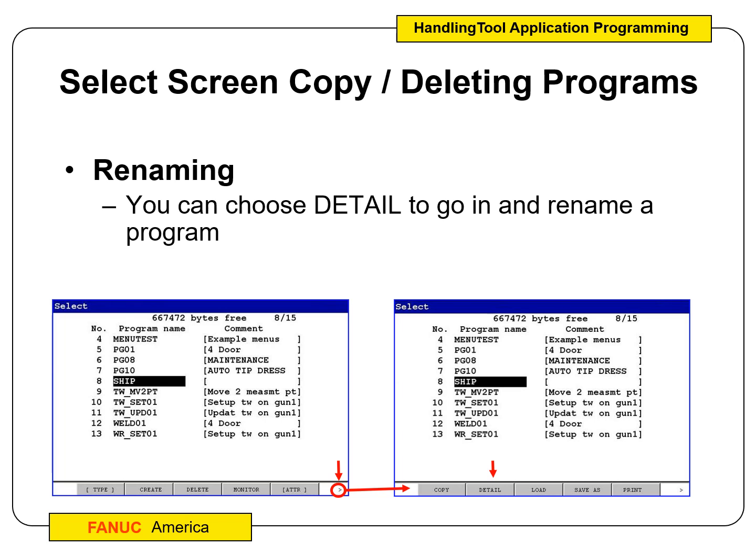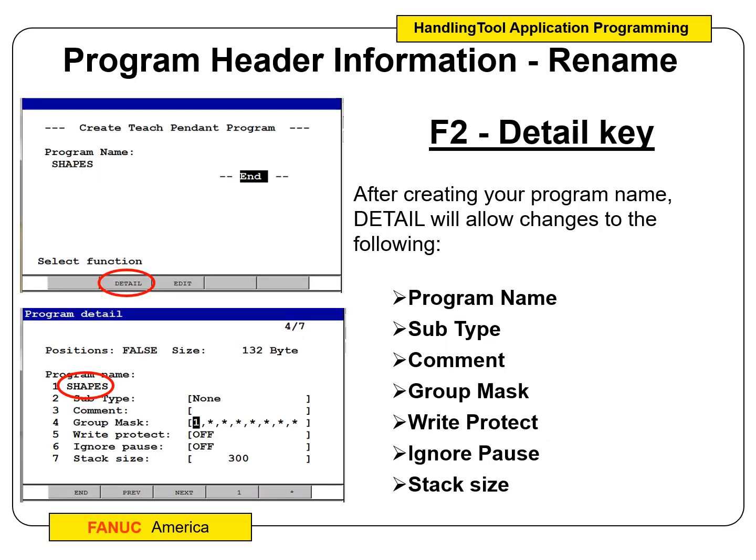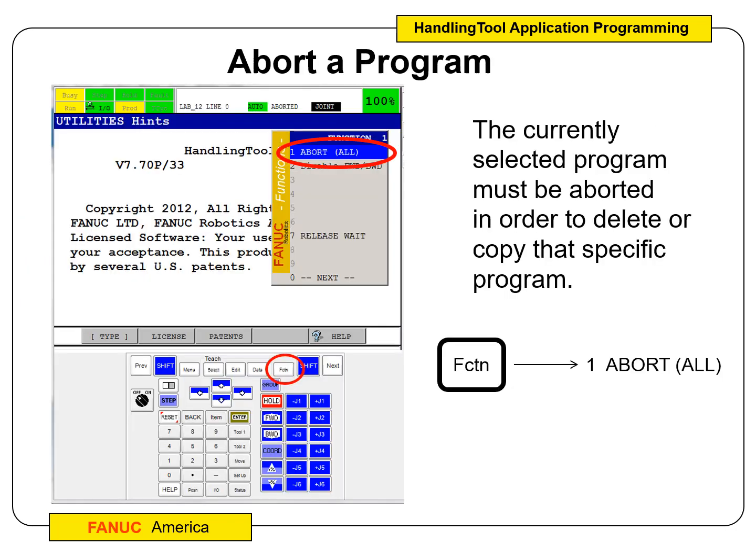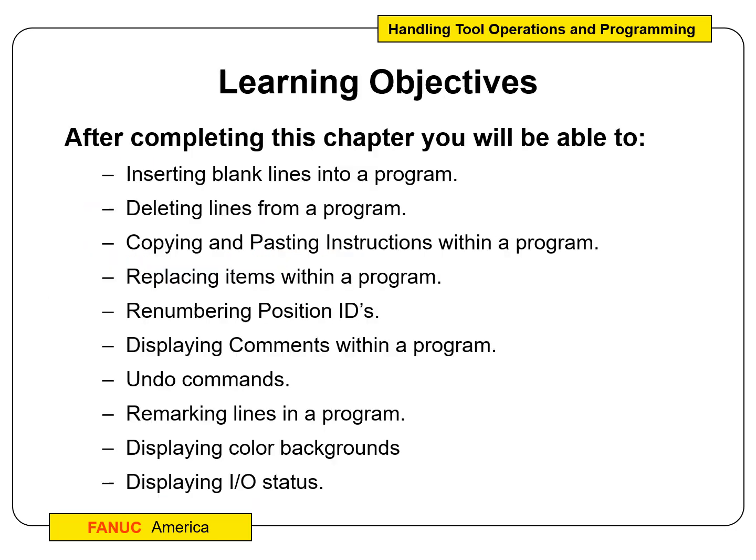If you want to rename, use the Select key. Scroll to the program you want, find the detail button, maybe on the second page, and from that you'll go to essentially the detail screen, the same one that you saw when you created your program. Scroll to the name and you can edit a new name. As I mentioned, you have to do abort all, so function abort all. Again, you cannot delete a program until it's considered paused.